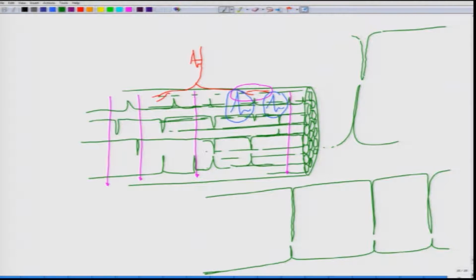Something like this. Now, this structure has to be like that because it has certain very interesting advantages, which we are going to talk about now. Say, for example, let us take this situation. Let us take a simplistic view of it.